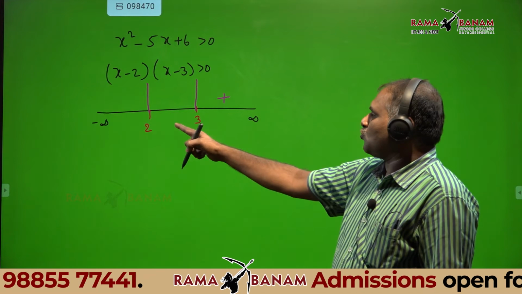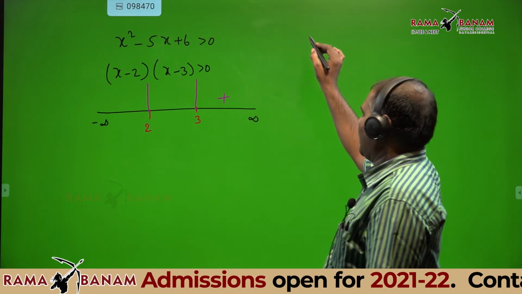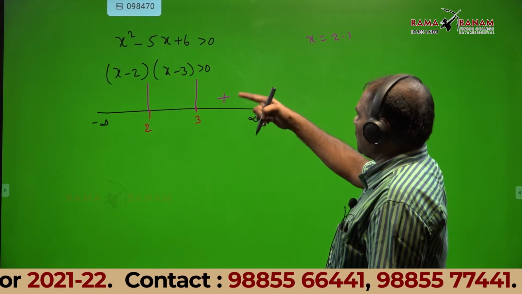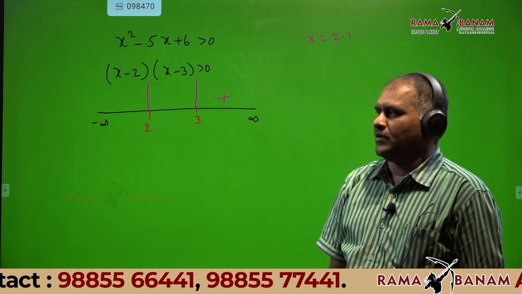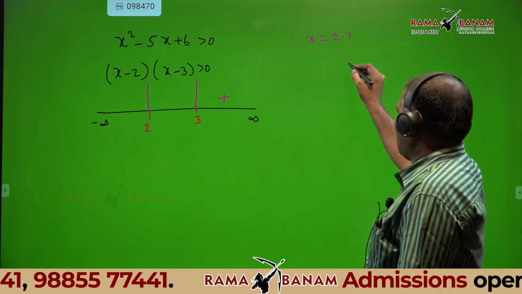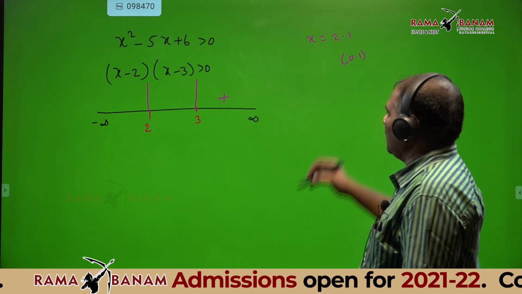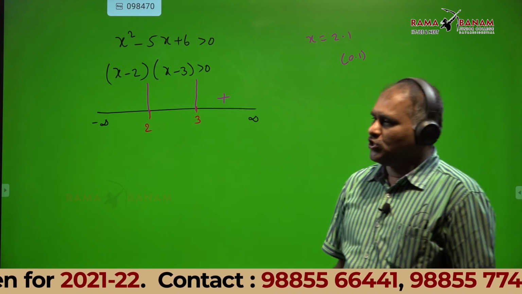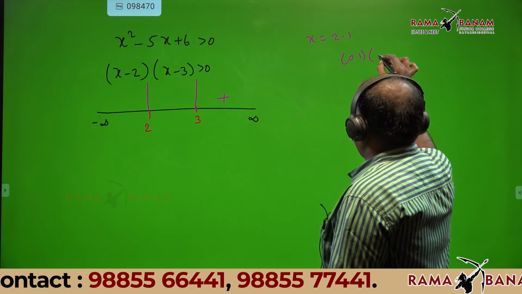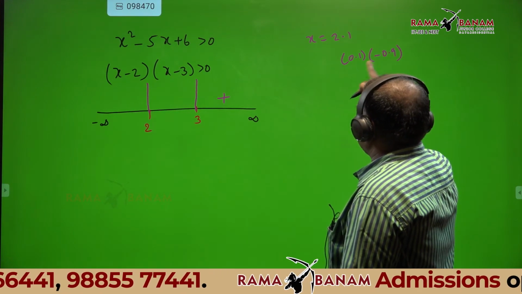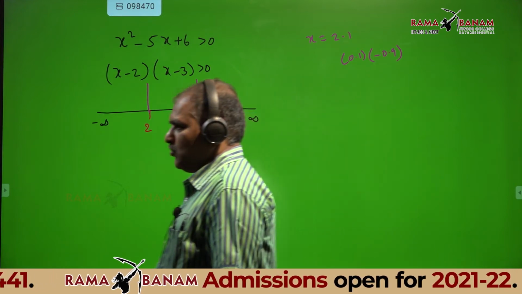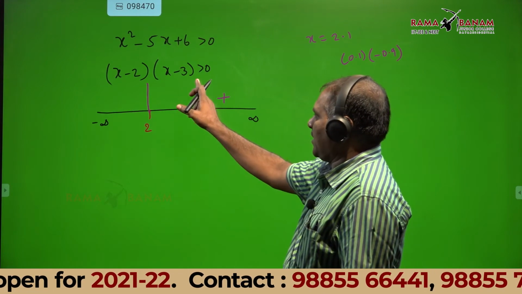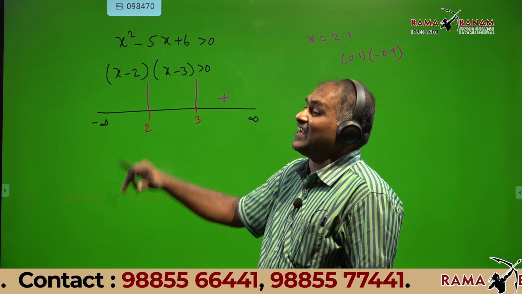Next, in between 2 to 3, I can take one real number, x is equal to 2.1. What is 2.1 minus 2? 0.1. What is 2.1 minus 3? Minus 0.9. Positive into negative, what is that value? Negative. Therefore, with 2.1 substituted, the total product is negative.